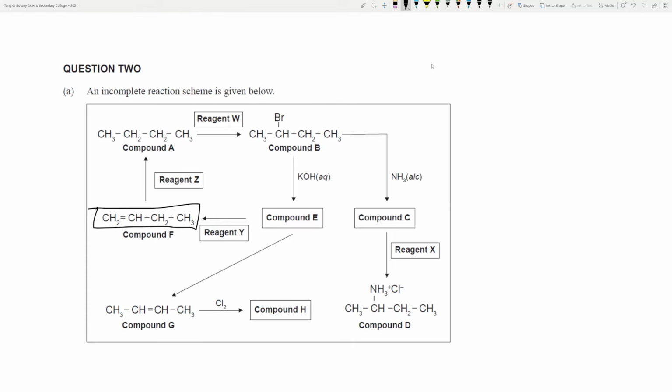So from here, I'm just going to do everything here. We're going from alkene to alkane, so clearly you can see we broke the double bond and added H's. So this is going to be H2/platinum or nickel. Depends on which one you go with. I always go with platinum.